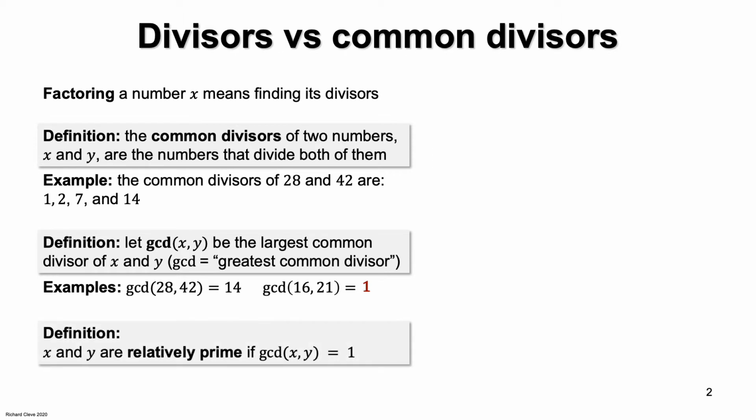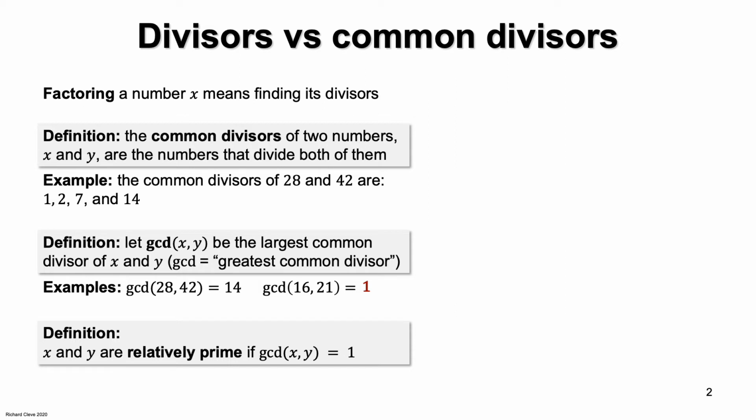We say that x and y are relatively prime if their GCD is 1. That is, they have no common divisors except the trivial divisor, 1. 16 and 21 are not prime, but they are relatively prime. Superficially, the problem of finding common divisors resembles the problem of finding divisors, which is the factoring problem. If x and y are n-bit numbers, then a brute force search would have to check exponentially many possibilities. But in fact, finding greatest common divisors is considerably easier than factoring.